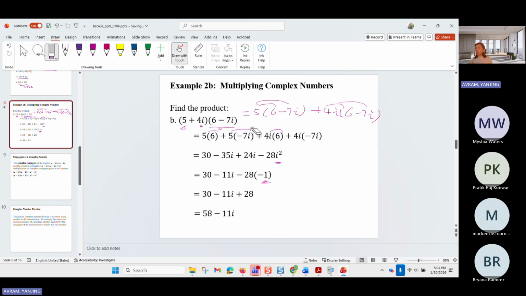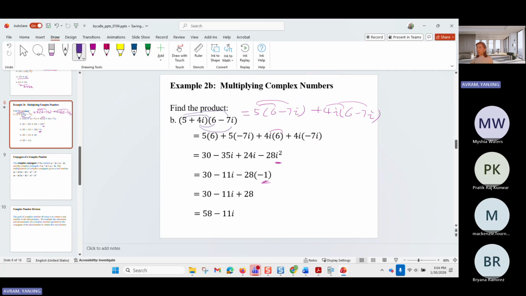This one is called FOIL, right? The FOIL in here. 2 items times 2 items, you're going to get 4 items, and then you collect the like terms together, simplify. Okay. If you do not like the FOIL in here, look at it. There's 5 times 6, right? And then 5 times negative 7i, and then 4i times 6, 4i times negative 7i. You get 4 items to begin with.